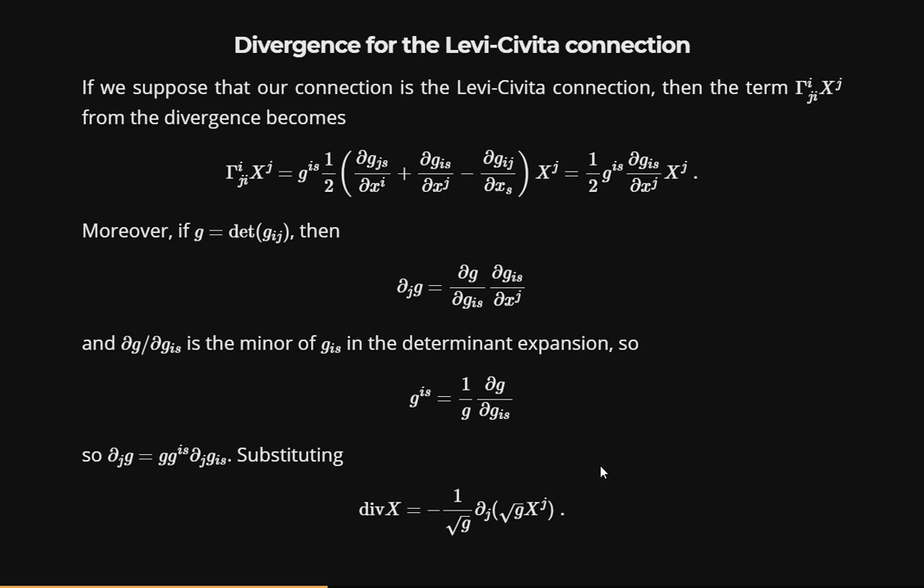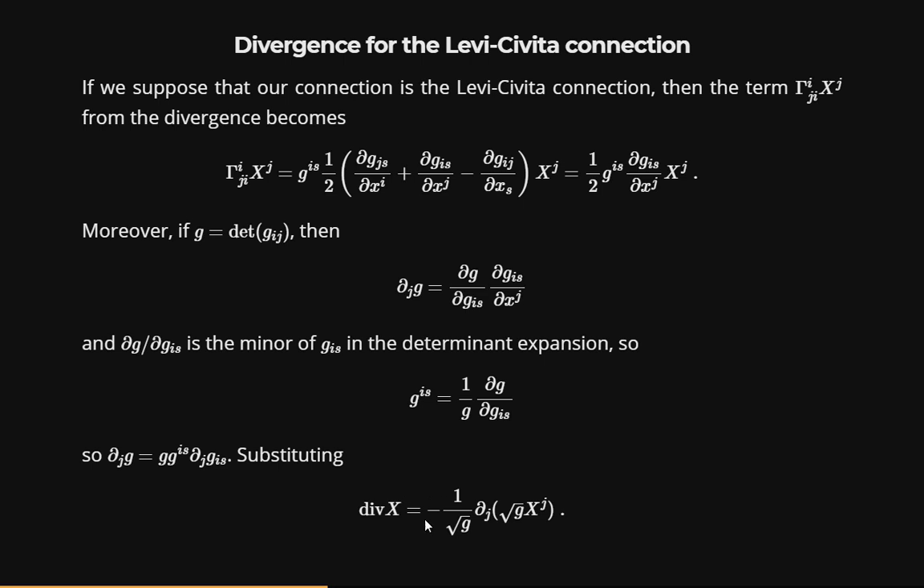And we put everything together, so we simplify the part with the Christoffel symbol, and we recognize the derivative of a product. We end up with this formula. The divergence of X is minus 1 over the square root of g, partial derivative in J of X^j times the square root of g. Square root of g is well defined because g, the matrix, is positive definite, so the determinant is positive.